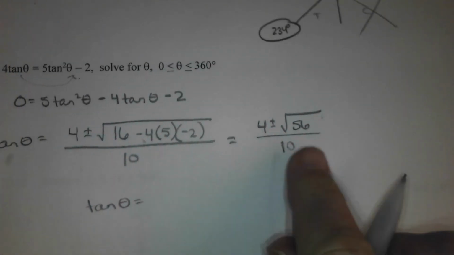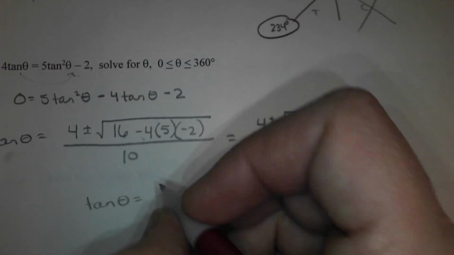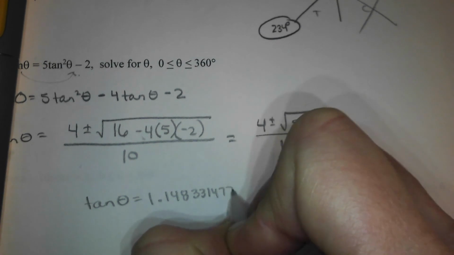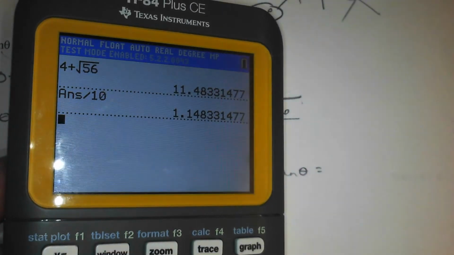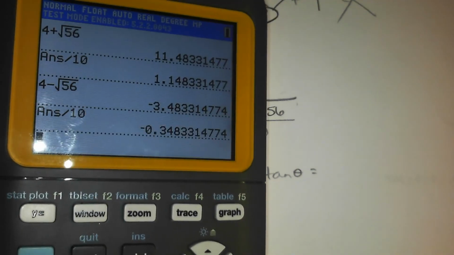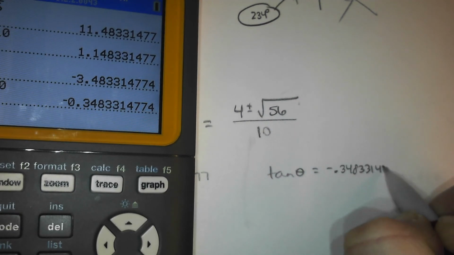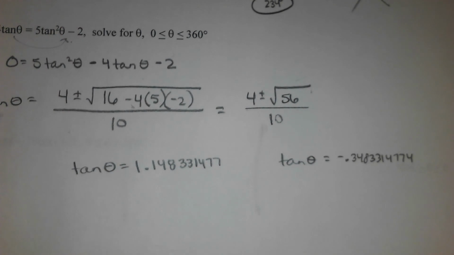So the tangent of theta could equal, and I'm going to type in, now what would be impressive is if I could do 4 plus the square root of 56 divided by 10 in my head and get that, which I can't. But that's the 4 plus version. And then also I'm going to have to solve the 4 minus root 56 version, all over 10. Negative 0.34833147774. And then this is where my inverse tangents are just going to come in.